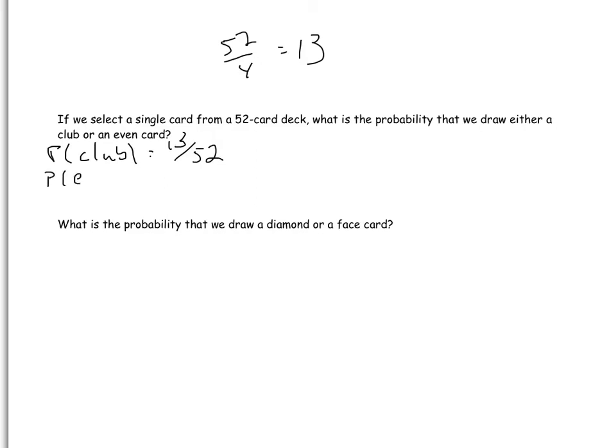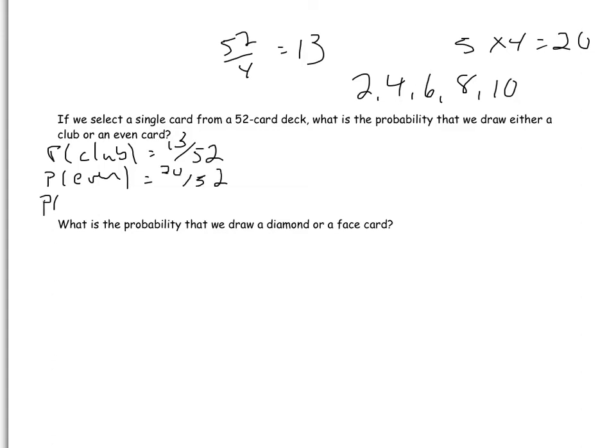Probability of drawing an even card. So even cards, we have a 2, a 4, a 6, an 8, and a 10 in each suit that are even. There's no 12. And then there's 4 suits. So we got 1, 2, 3, 4, 5 cards and 4 suits. So that gives me 20 even cards. So the probability of drawing an even card is 20 out of 52.